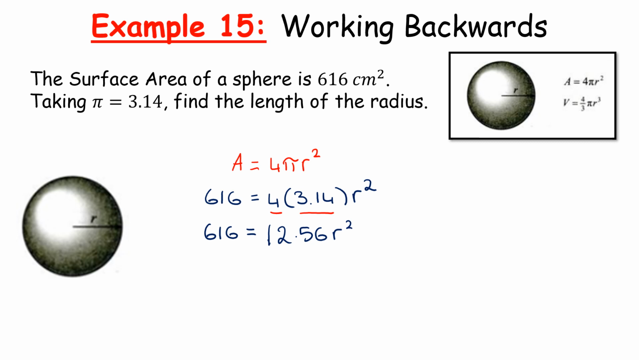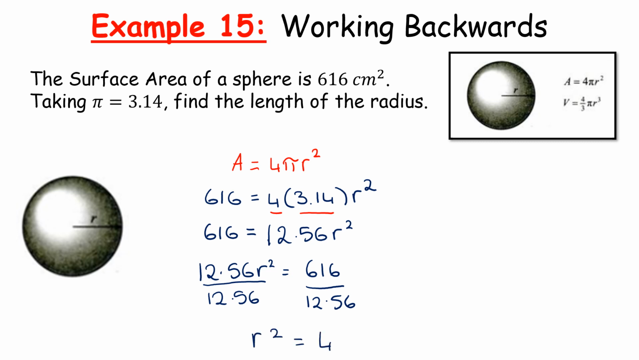And that's r squared. I like my letters on the left, so I'm going to switch up my equation. And now I'm going to divide by the coefficient. So 6 on 6 divided by 12.56. I get r squared is equal to 49.04458 and so on.